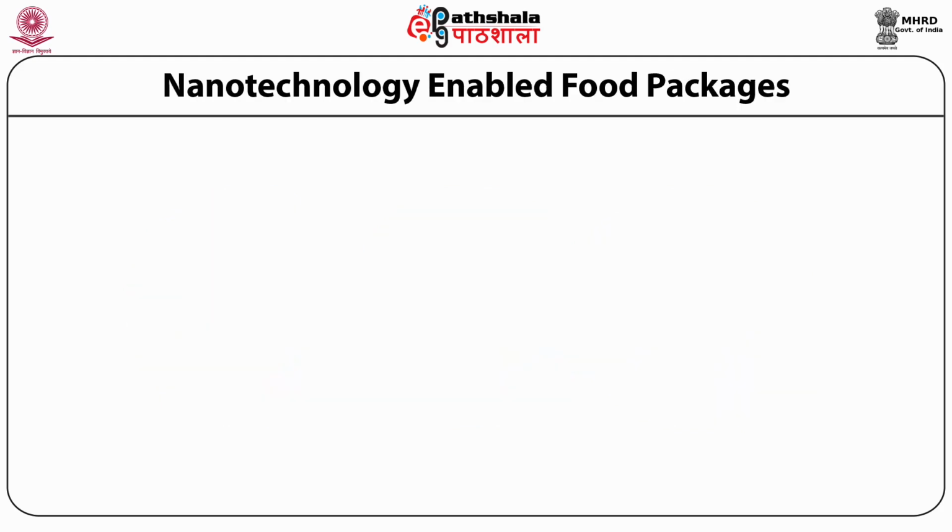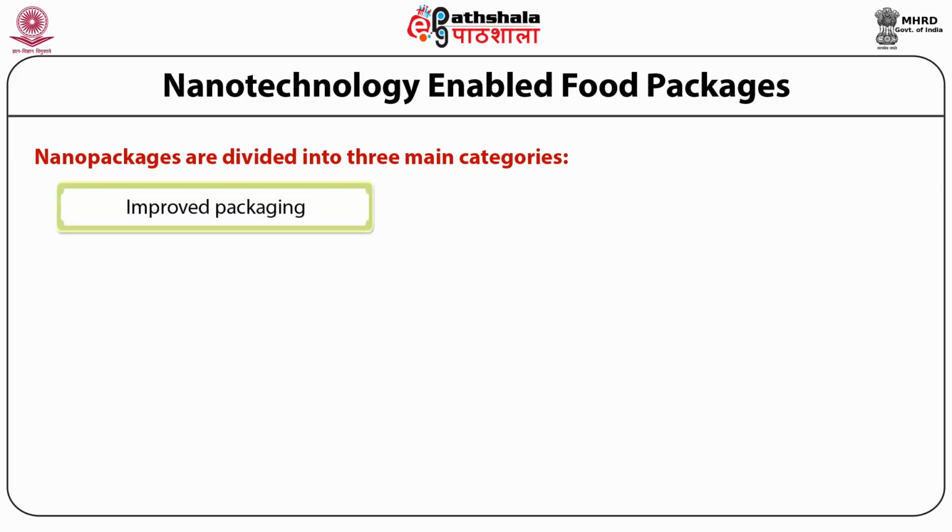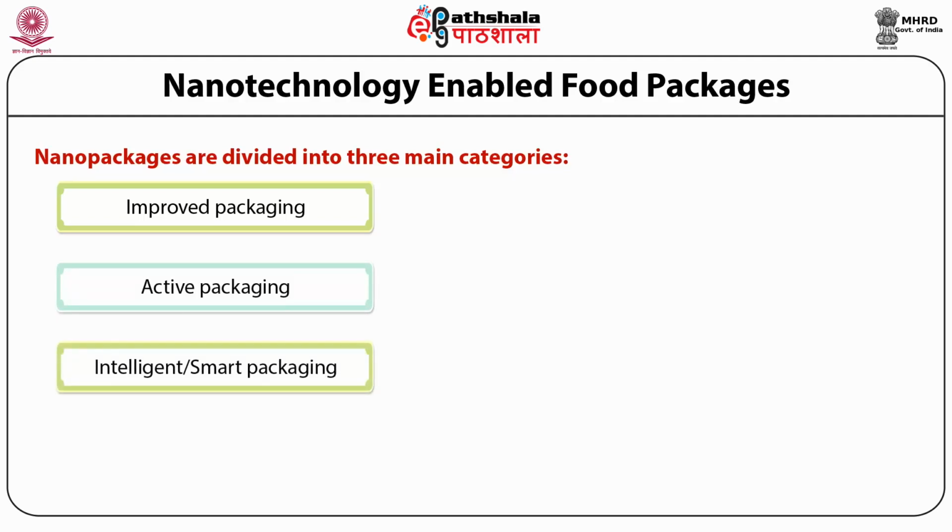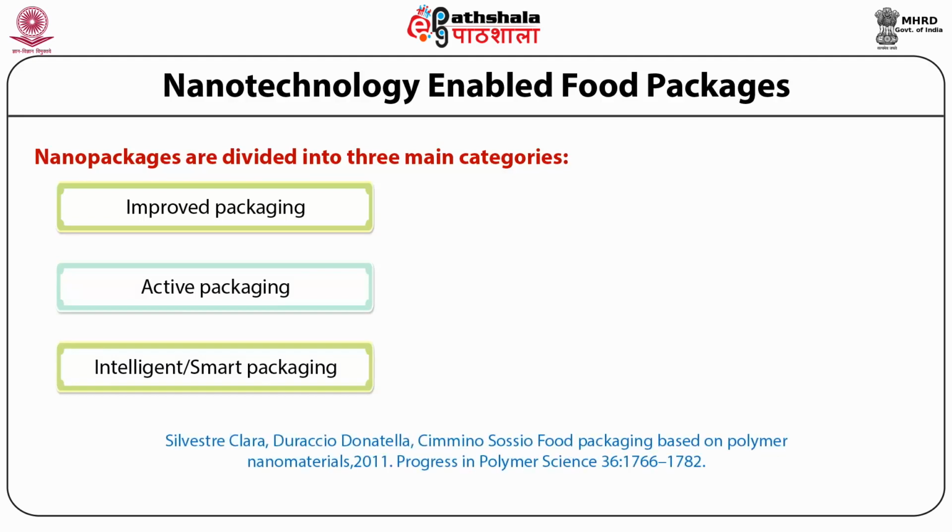Therefore, nanotechnology-enabled food packages have been developed, and they are broadly classified into three categories. Class 1 are improved packages, Class 2 are active packages, and Class 3 are intelligent or smart packages. Improved packages are those wherein the structure or the mechanical properties of the conventional packages have been improved by impregnating them with nanomaterials such as nanoclays. In active packaging falls the antimicrobial packaging as well as the antioxidant films. It is these active packagings which enhance the shelf life of foods.